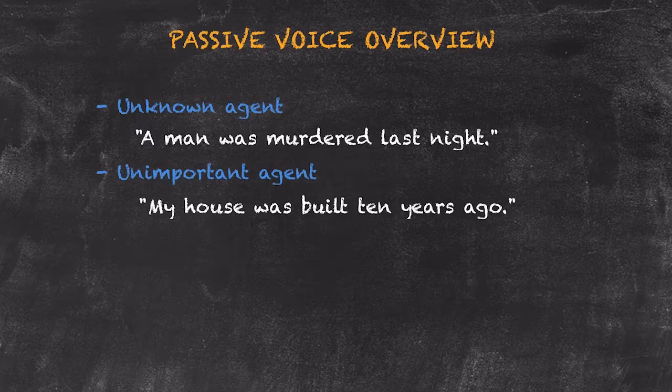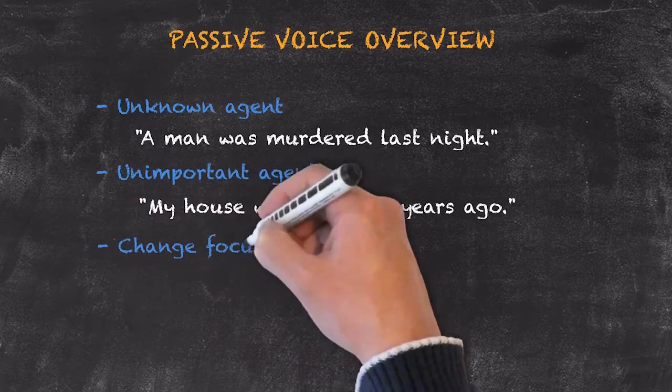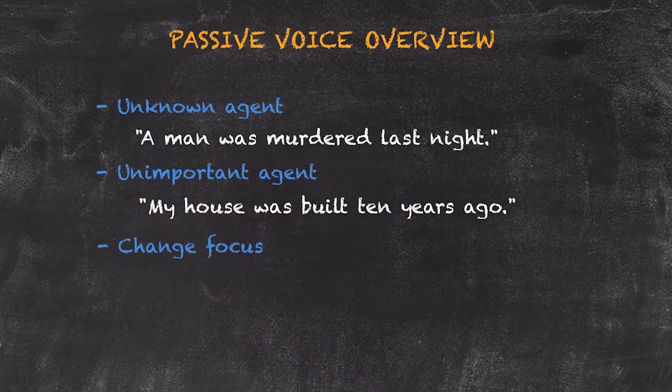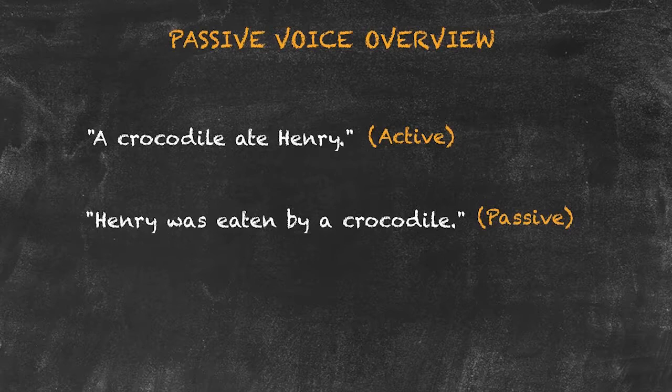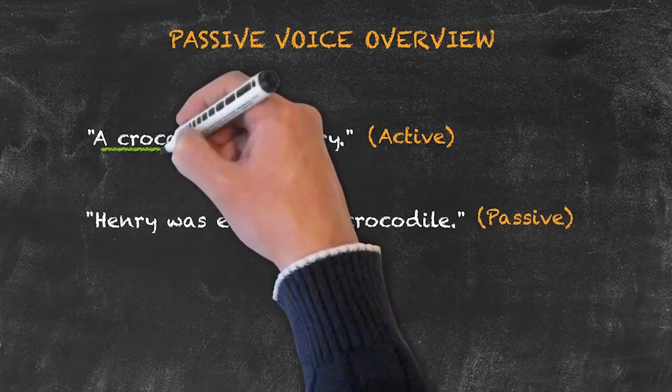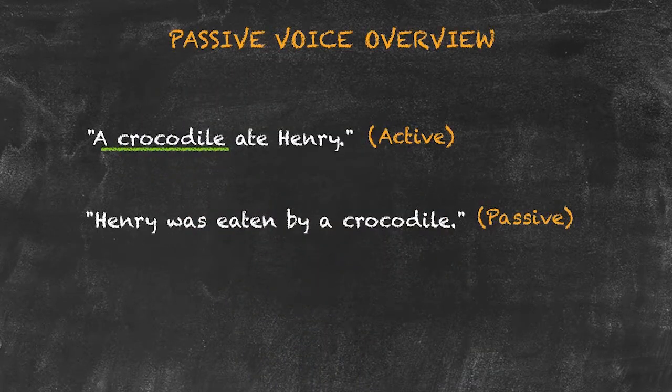The passive voice is also used to shift the focus from the original subject to the object. If we look back to our original sentence, "a crocodile ate Henry," the focus is on the crocodile. It was a crocodile that ate Henry, not a tiger or a lion. When we move this to the passive voice, we've moved the focus away from the crocodile and onto Henry.